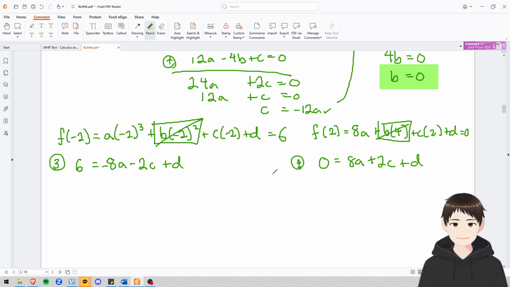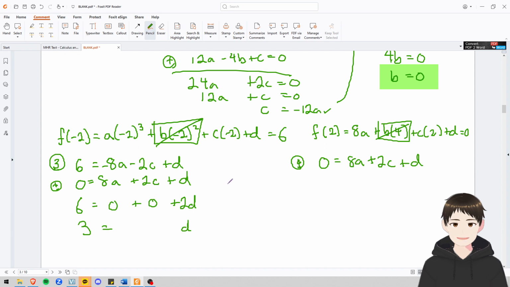I'm going to compare those. So I'm going to bring 4 over. This is 0 equals 8a plus 2c plus d. Just because 8a and negative 8a are going to cancel out, I'm going to add them together. We've got 6 equals 0 plus 0 plus 2d. D is equal to 3. Interesting. Okay, let's keep going.